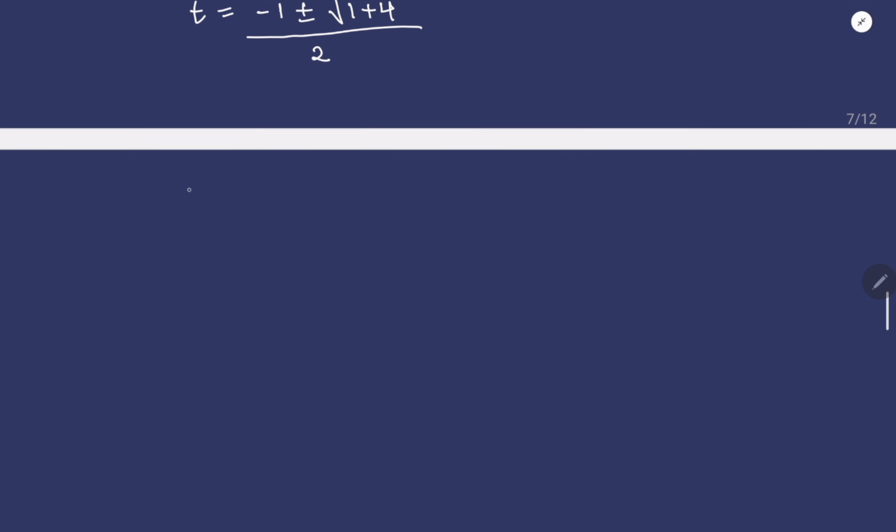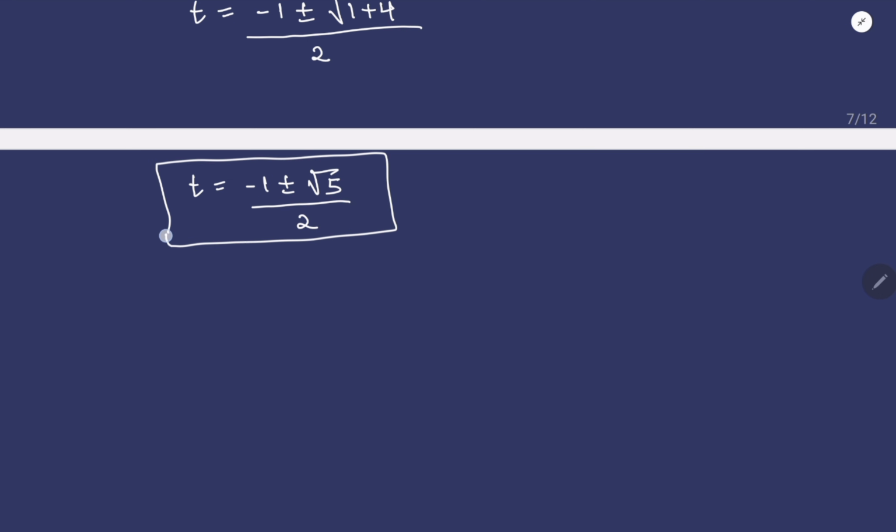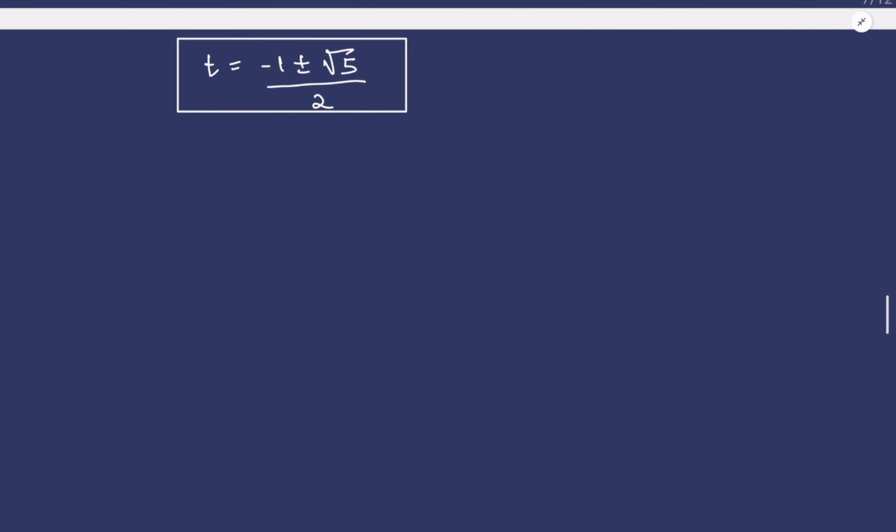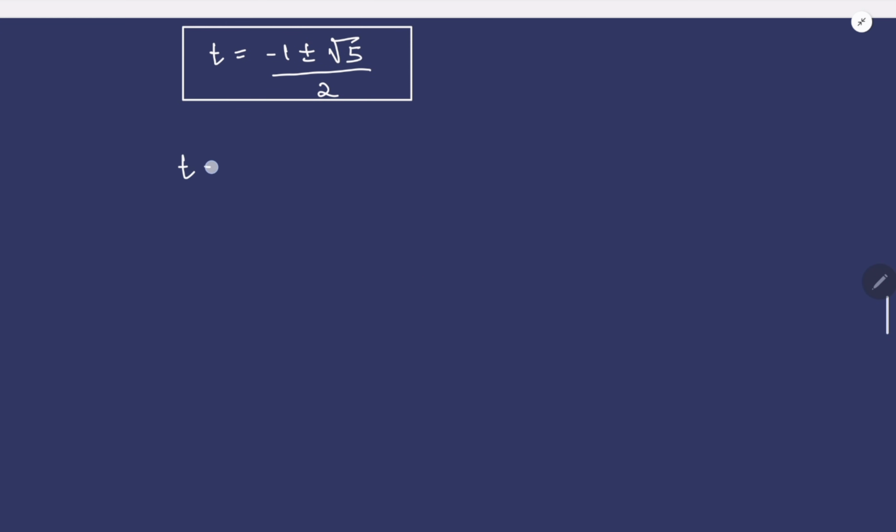That is t is equal to (-1 ± √5)/2. So we got two values of t. Now, do you remember what t is? t is nothing but x plus 1 by x, right?